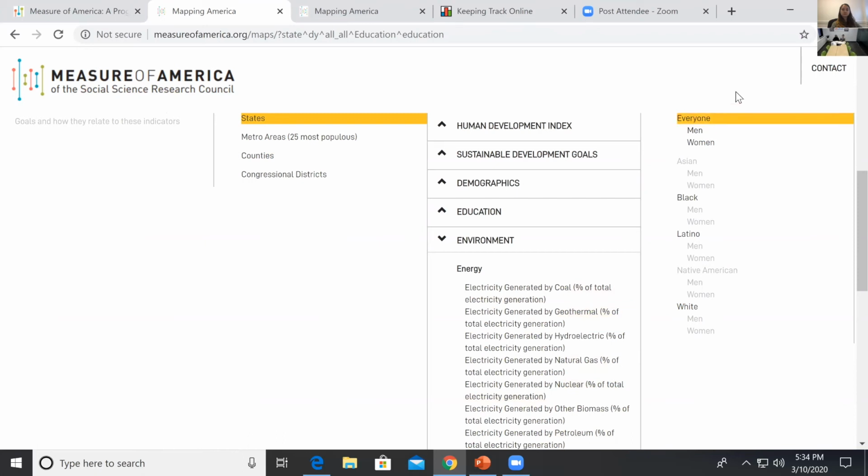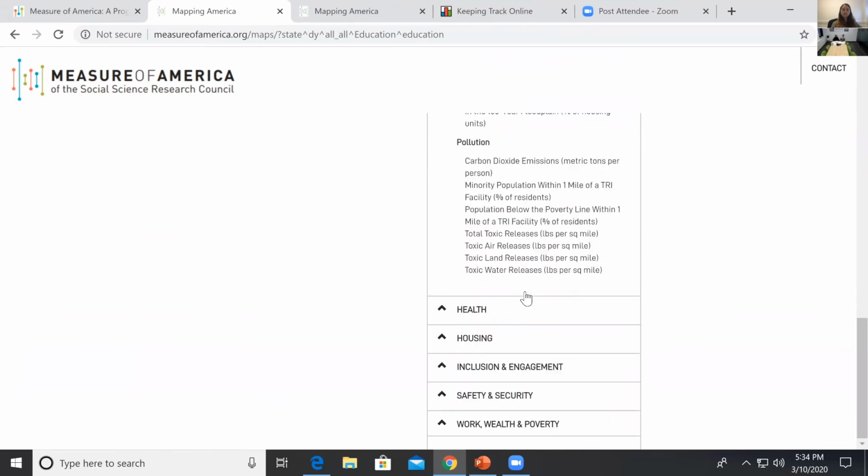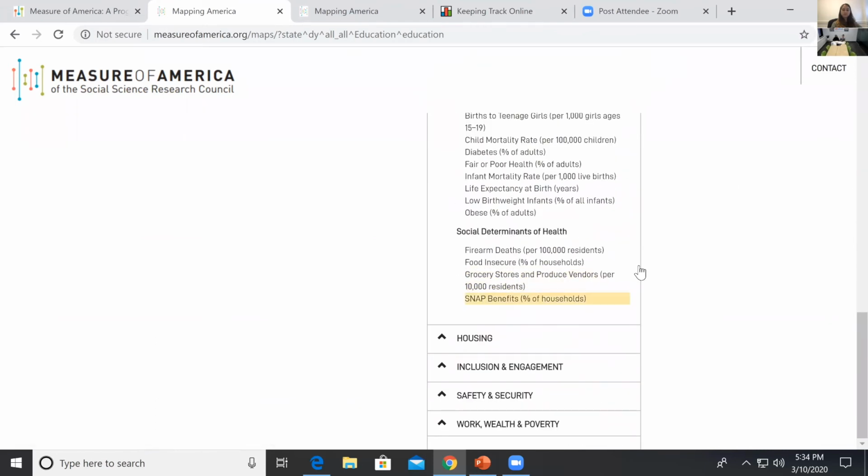So if we changed it over to by state, these might populate in a darker gray and allow us to see. And you could also break it down by race, ethnicity, and gender. You also have some cool health indicators.